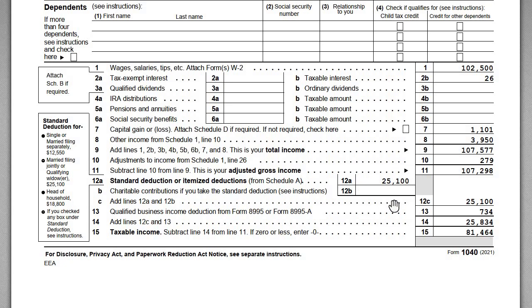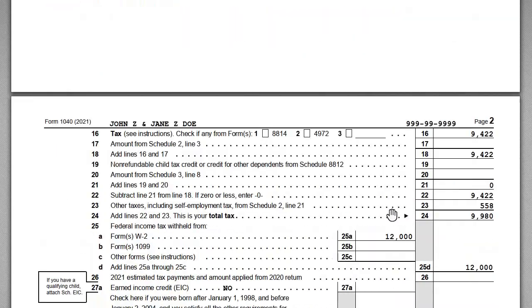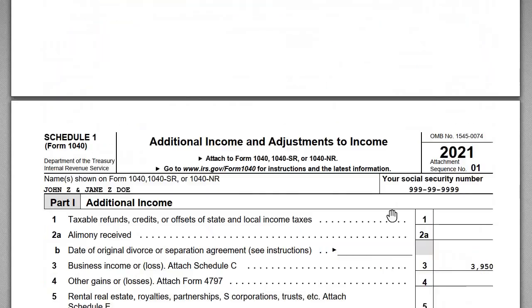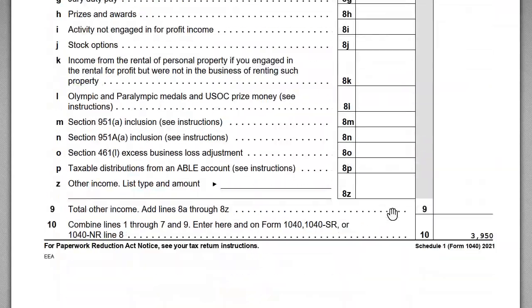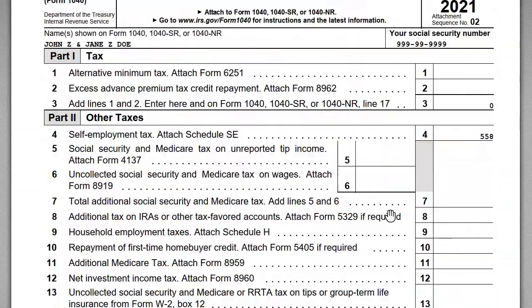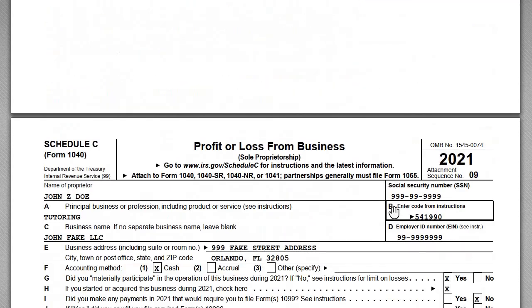Standard deduction remained the same again, $25,100. Okay, so now let's look at some of the changes and how they flowed through. Well, if we start with the Schedule C, because that's the big change here.